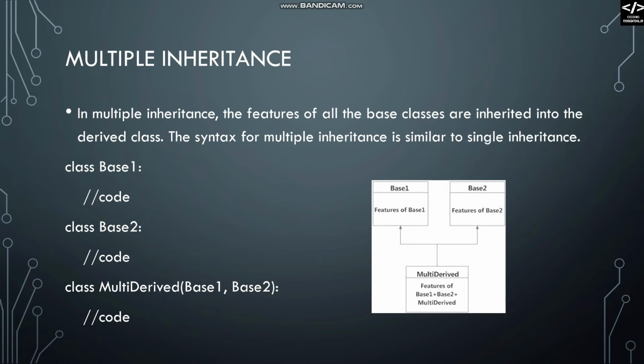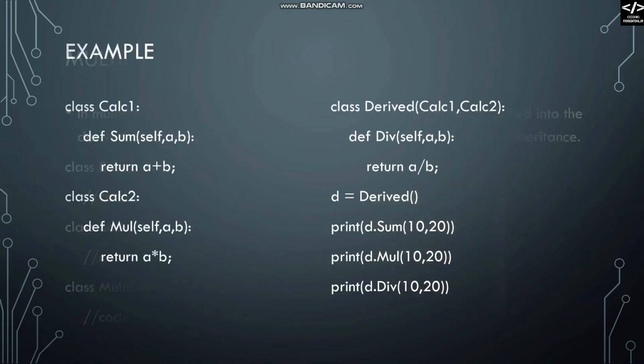So the derived class will get all the features from base 1 and base 2, and extra features that you define inside that derived class. The syntax is class base 1, then class base 2, then class multi-derived (base 1, base 2). If there are n base classes, then you should write base 1, base 2, till base n, separated by a comma. We'll see an example of it.